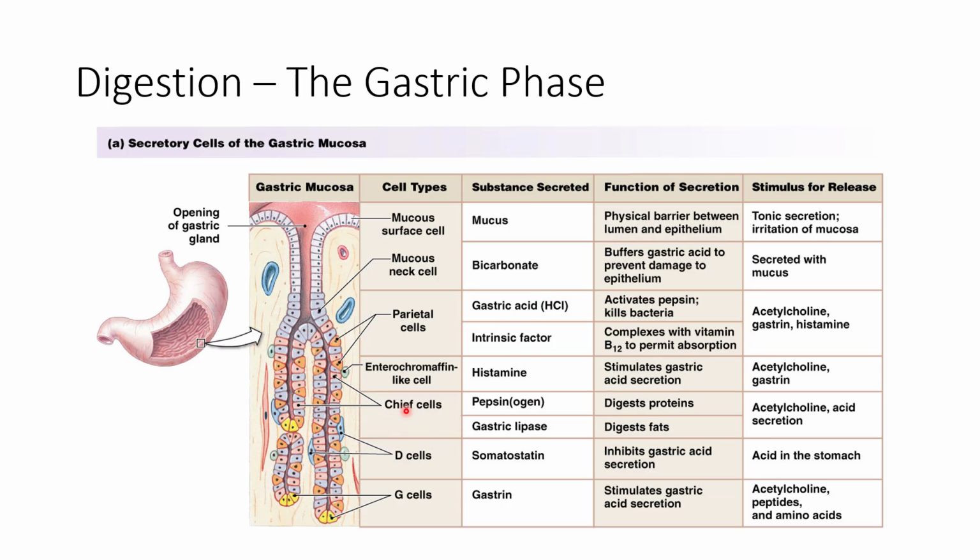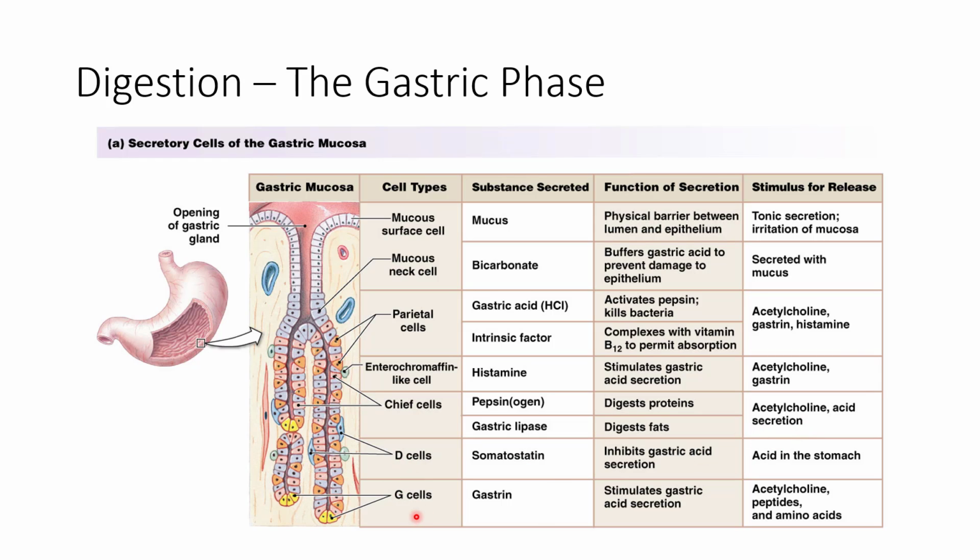Chief cells, those are the ones that produce the digestive enzymes. So they're the chief digester cells. They produce and secrete pepsinogen. Once it gets activated by gastric acid, it'll be pepsin. And it secretes gastric lipase. And again, triggered by acetylcholine, and also acid, pH, will trigger the release of this.